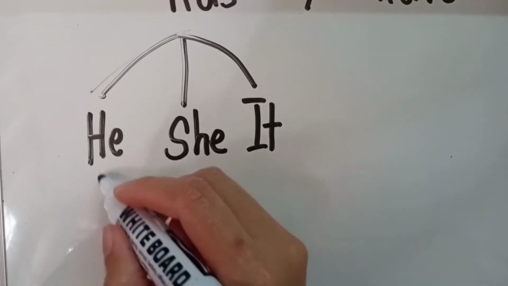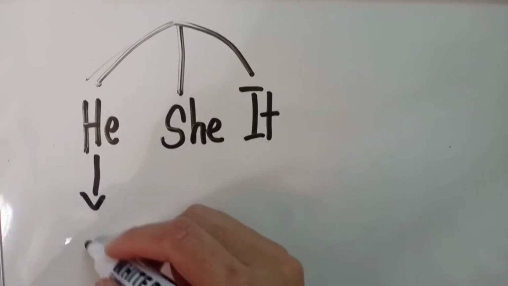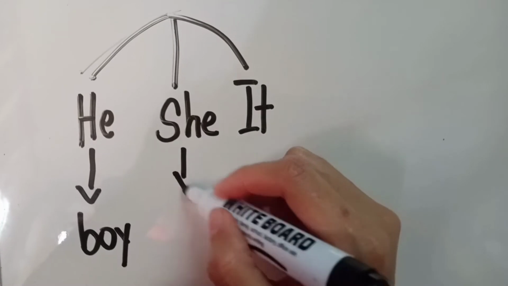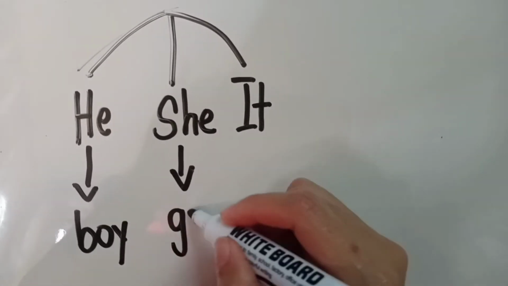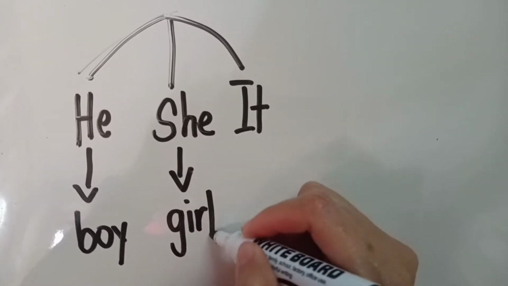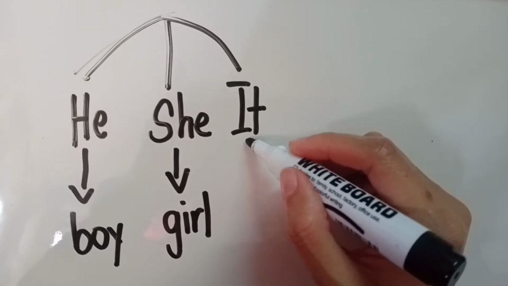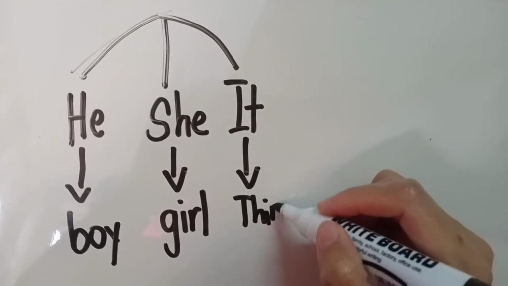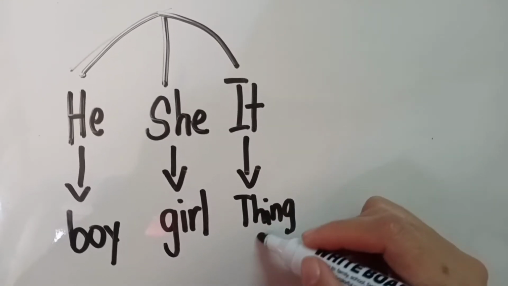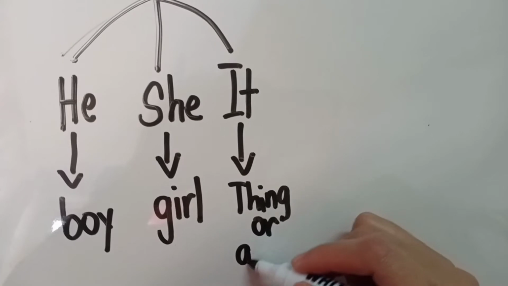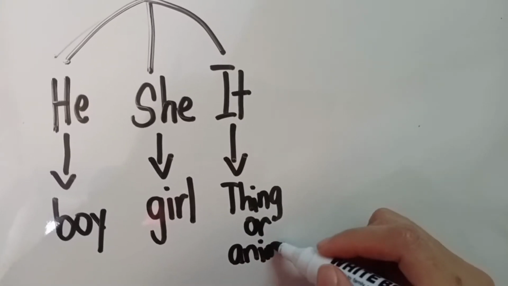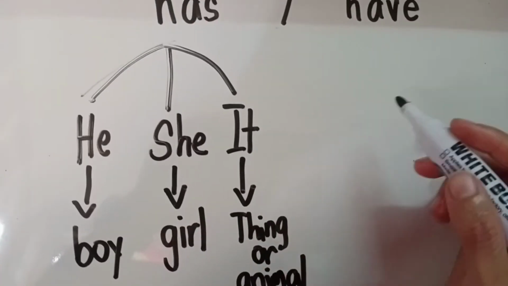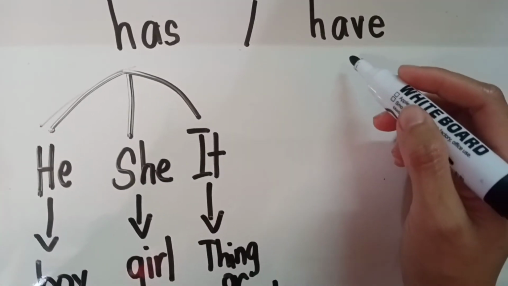So when we talk about he, we talk about a boy, right? And when we talk about she, we talk about a girl. And if it, we talk about a thing or an animal. Okay, thing or animal.